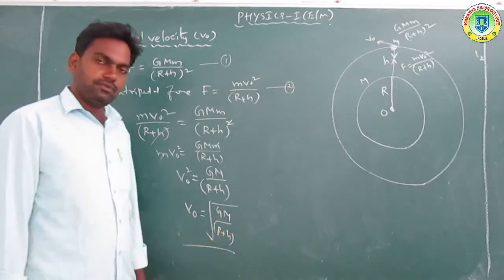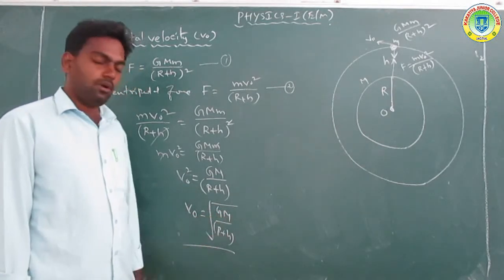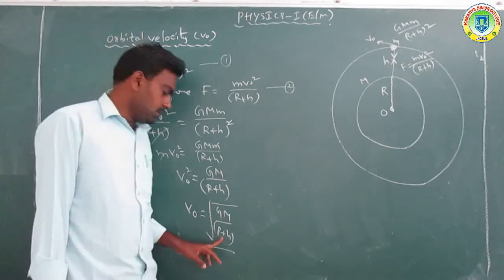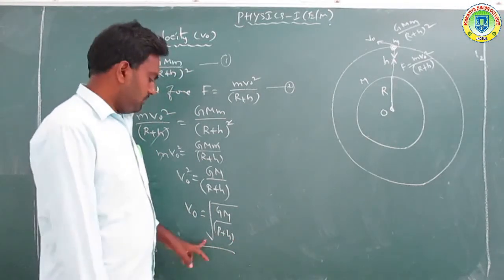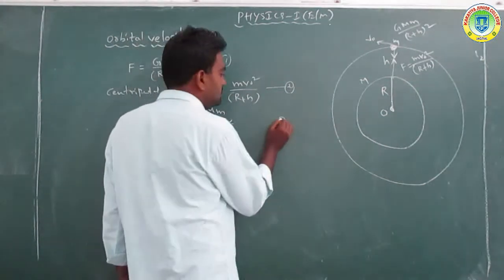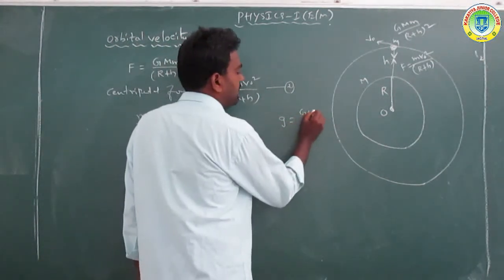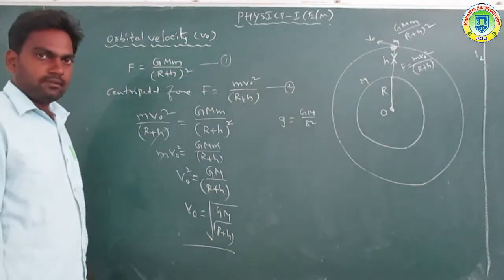G is the gravitational constant, from the law of gravitation. M is the mass of the earth, and R is the radius of the earth, with height H taken. We can also write this in terms of small g. Small g is equal to G M by R square.